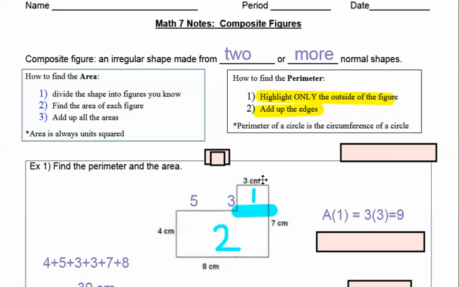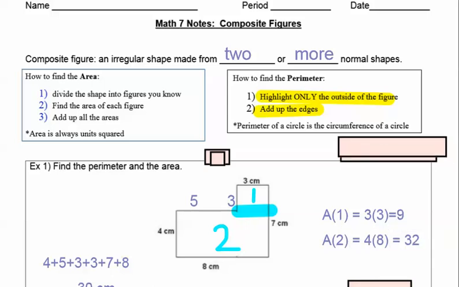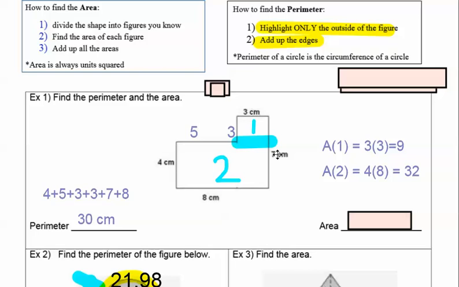And now be careful. Sometimes people look over here and you want to say 7. But remember, the 7 goes all the way up. We only want up to here. So the area of the second guy is going to be 4 times 8, which gives us 32. And now if we want the area of this whole thing, we're going to add up those two areas. We get 41, and it's centimeters squared.